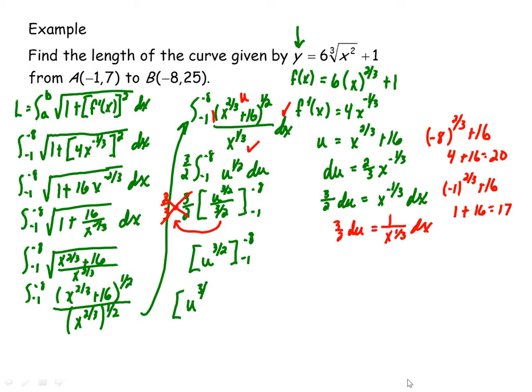U to the 3 halves, and my new boundaries are going to be from 20 to 17, or 17 to 20. So, you're going to do 20 to the 3 halves minus 17 to the 3 halves. And you can put that straight in the calculator. You can do 20 caret key 3 fraction 2 minus 17 caret key 3 fraction 2. Either way, you should come up with approximately, not exactly, approximately 19.35.